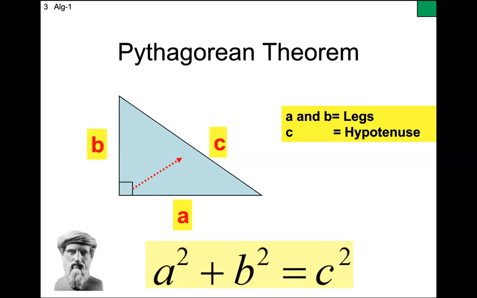For those of you in geometry, we prove this. I don't know if you're to that chapter yet or not, but we prove this. For those of you that are only in Algebra 1, next year you will prove this.